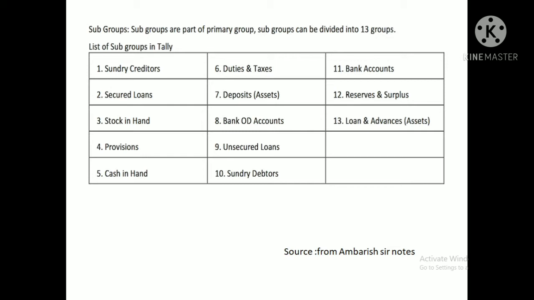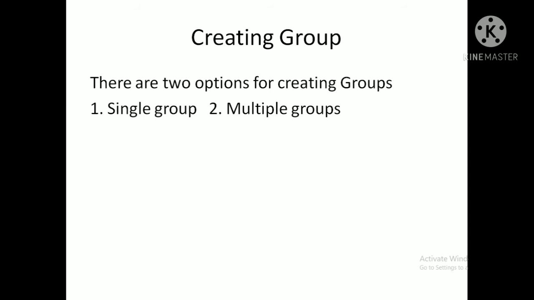These are predefined groups. The next concept is the creation of a group. At this stage you will get some doubt: sir, we already have 28 predefined groups in Tally, then what is the need to create this kind of group? Why does the Tally software provide users the option to create their own group?